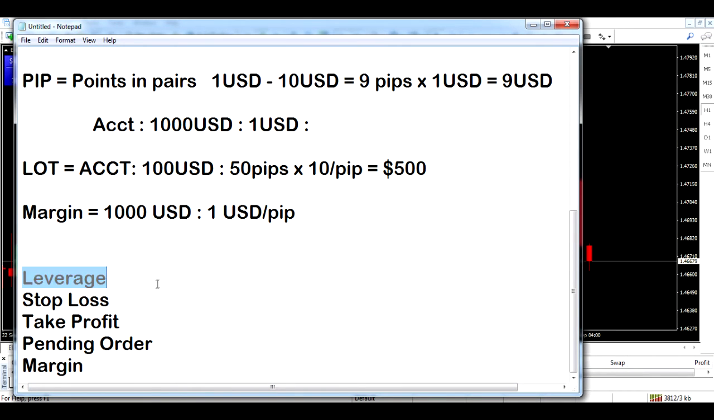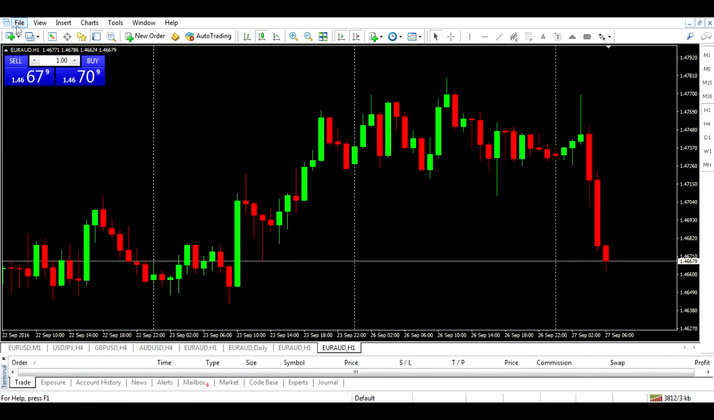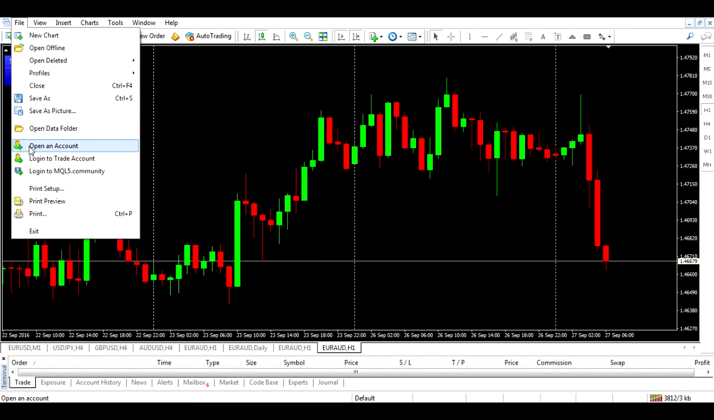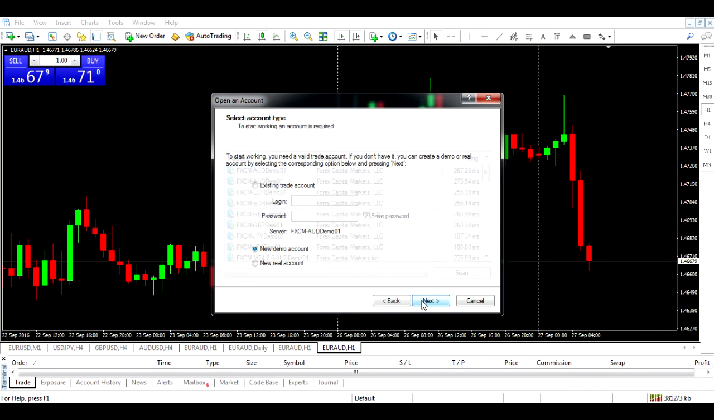So leverage. When you open a new account in MT4, let me show you. I'll be making a demo account. The good thing about FX trading is you could use a demo account. When you use a demo account, you would be trading with real live prices without using real money. So it's like doing the real thing, but the money is not real. So you could commit mistakes and learn, but without risking anything yet.